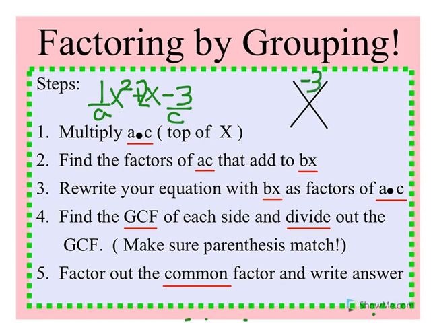Then I'm going to find the factors of ac that add to b. So ignore this x, do not write the x, just write the b. Well, the b is 2. So that number goes in the bottom of the x. Our goal will then be step 3, to rewrite the equation with bx as factors of a times c. We will then find the GCF of each side and divide out the GCF. We will make sure our parentheses match. We will then factor out the common factor and write our answer. Once you have those directions written down, go ahead and move on. But take a moment and pause it to make sure you get your steps.